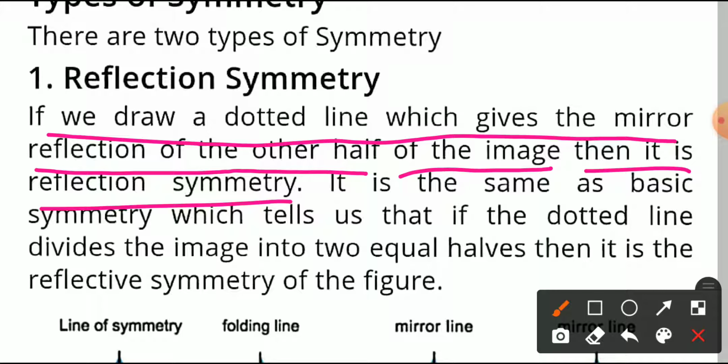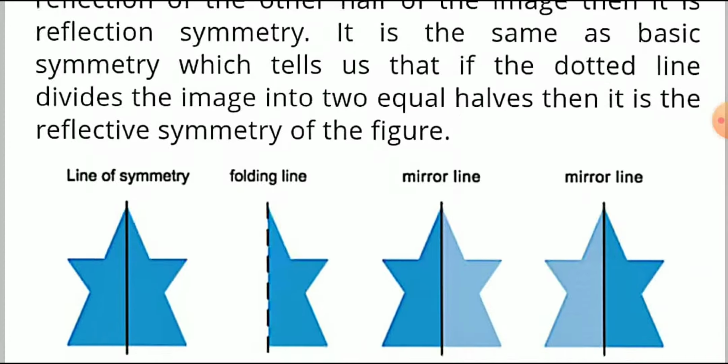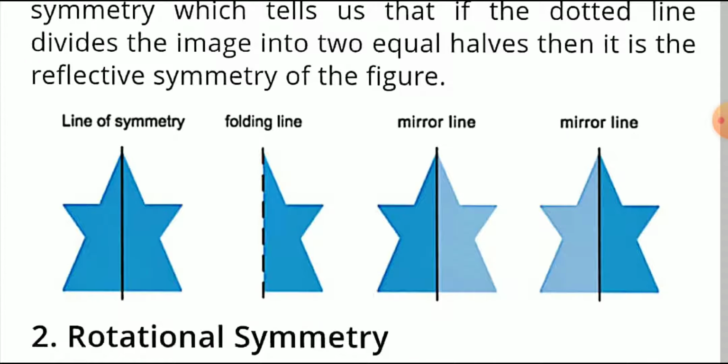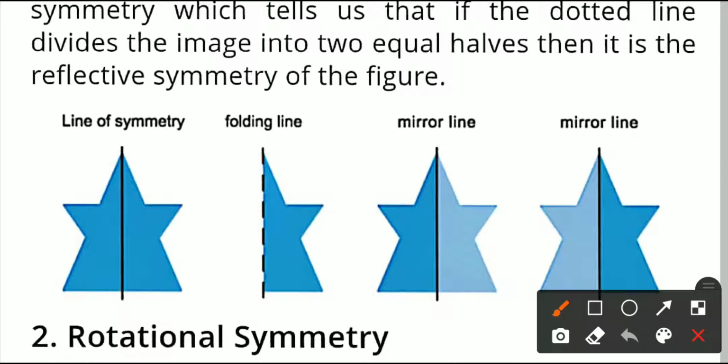This you have already done in class 6th. You can see some pictures. This half is exactly the same as this one. Okay, so this is reflection. Here first you have done with the folding line. Folding line means you fold the picture from this part to this part. Okay, so it will look like this. Now it is also known as the mirror line.